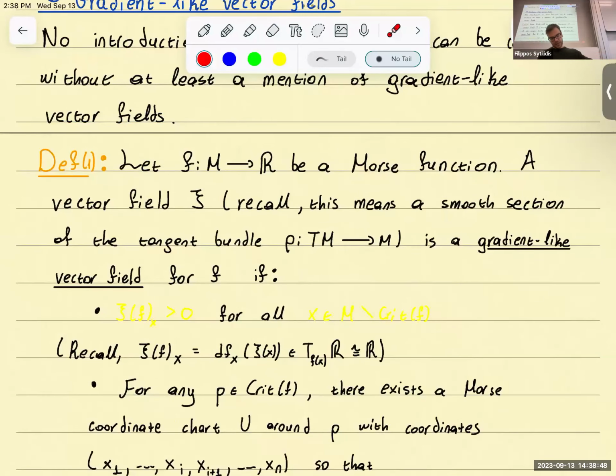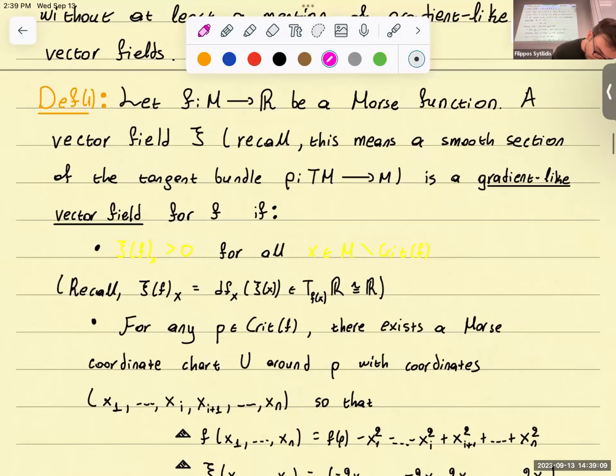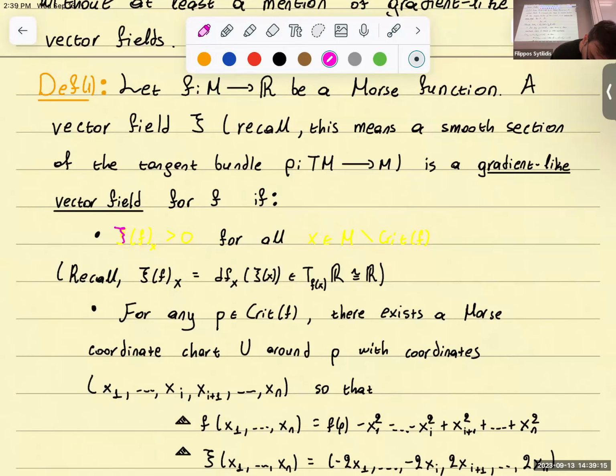So I should tell you what a gradient-like vector field is. If you give me a Morse function, a vector field, which recall is just a section of the tangent bundle, is gradient-like if the following conditions are satisfied. So psi of f at x is positive for all x that is not a critical point of f.